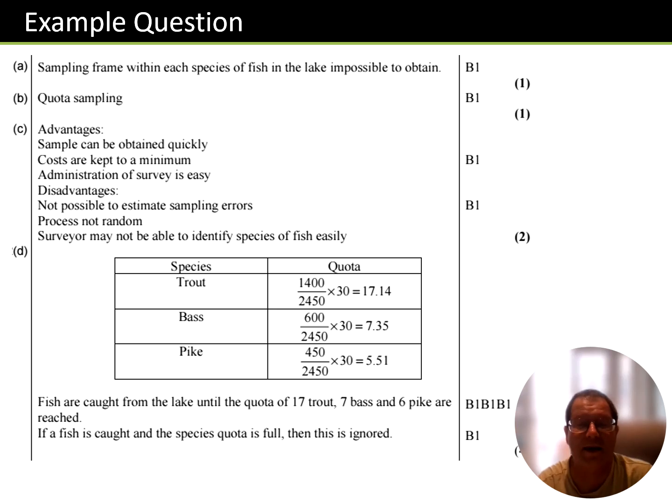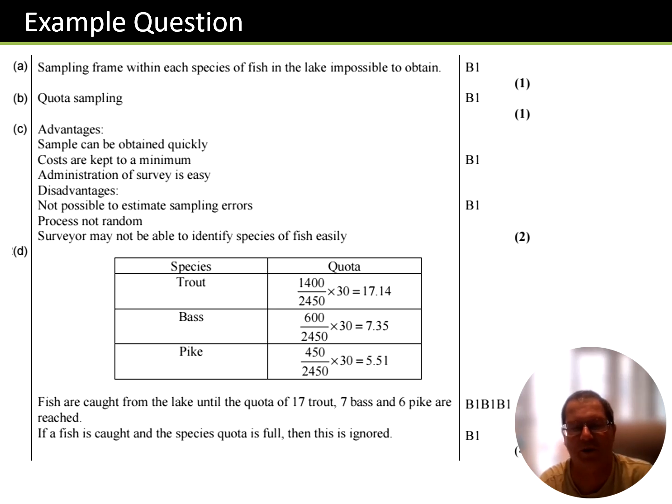So they have acknowledged the fact that the sample size is 30. They haven't done exactly what I did, because I worked out the total and divided it and got a fraction. But they basically said, since there are 2,450 fish in total, the fraction of trout we want is 1,400 divided by 2,450, and then we times that by 30 to work out the number of trout. So that is about 17 for bass, 7, and for the pike, as I say, I rounded up to 6, like they have said underneath.